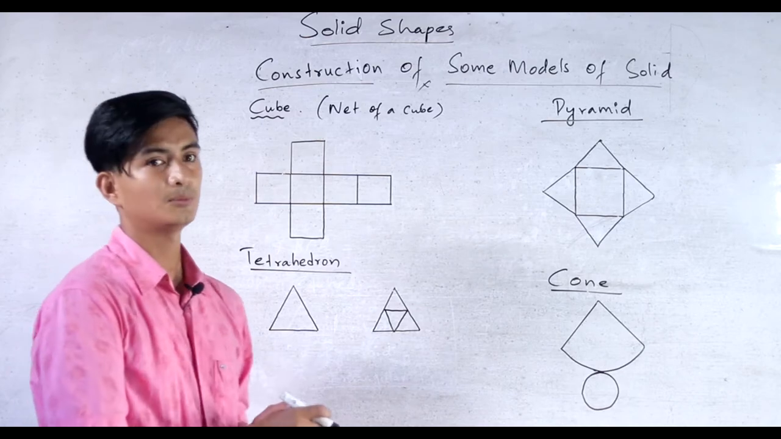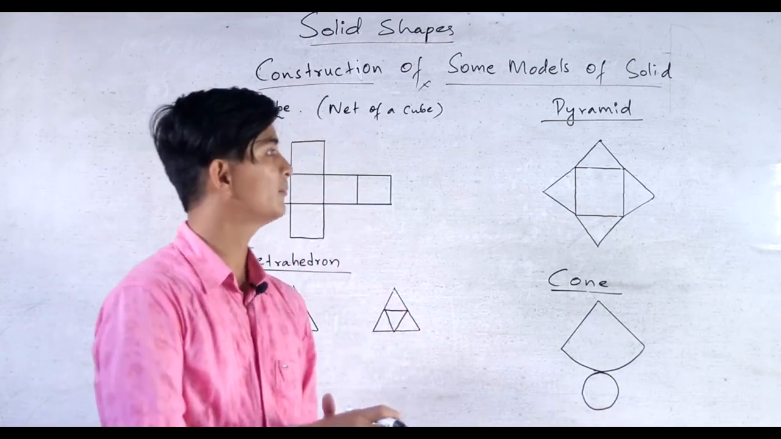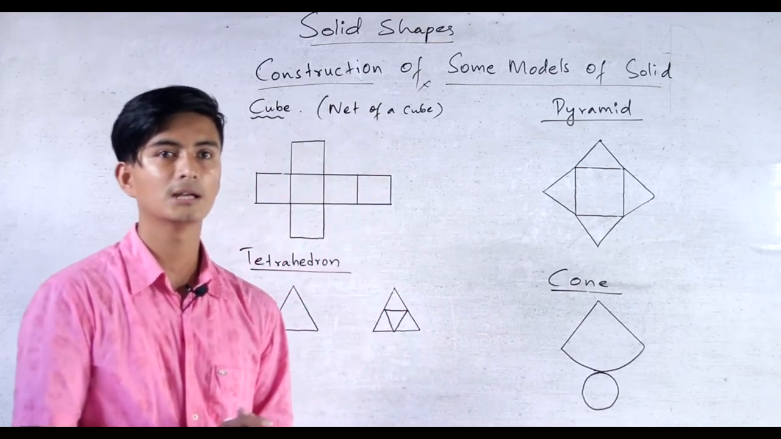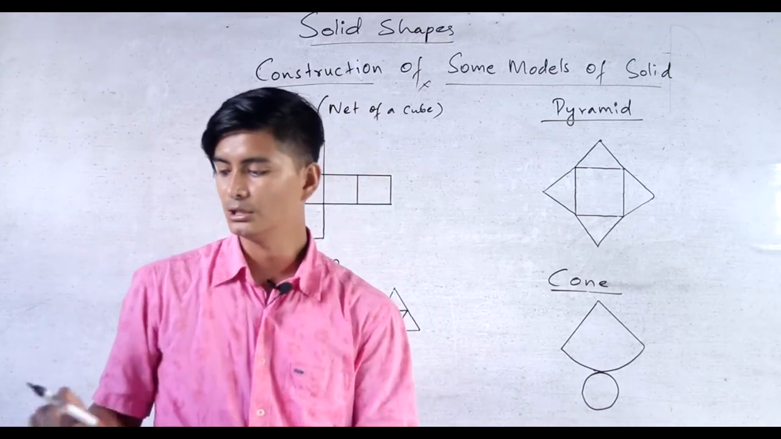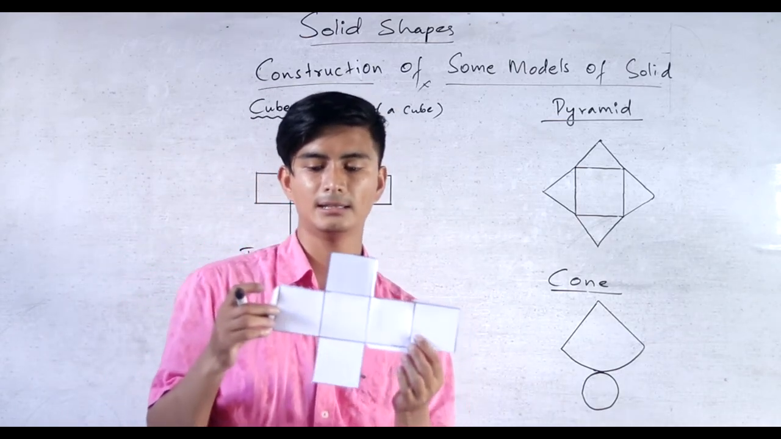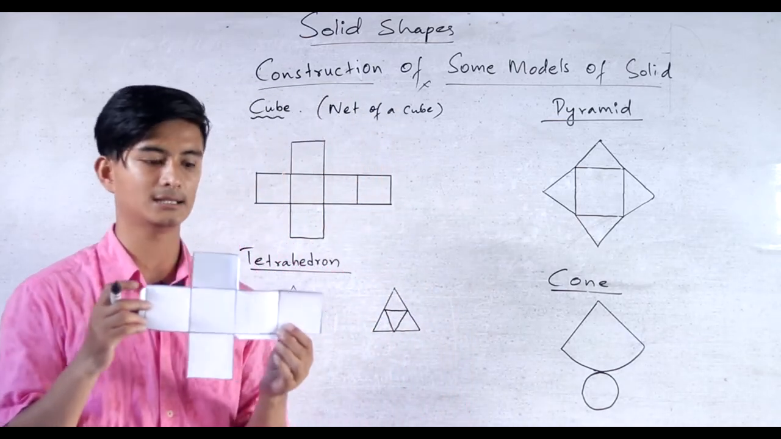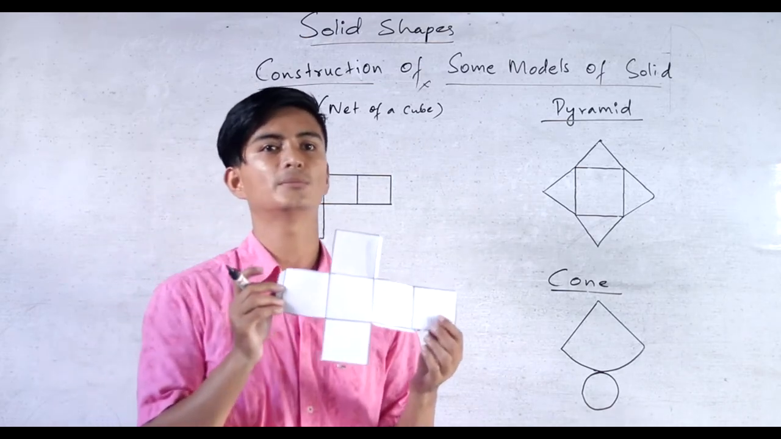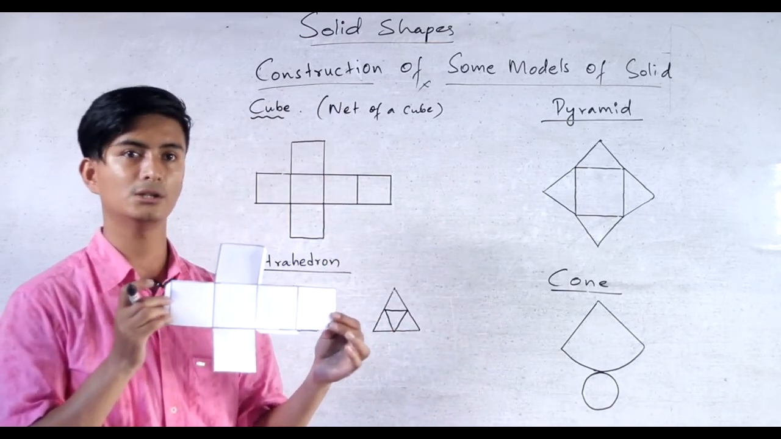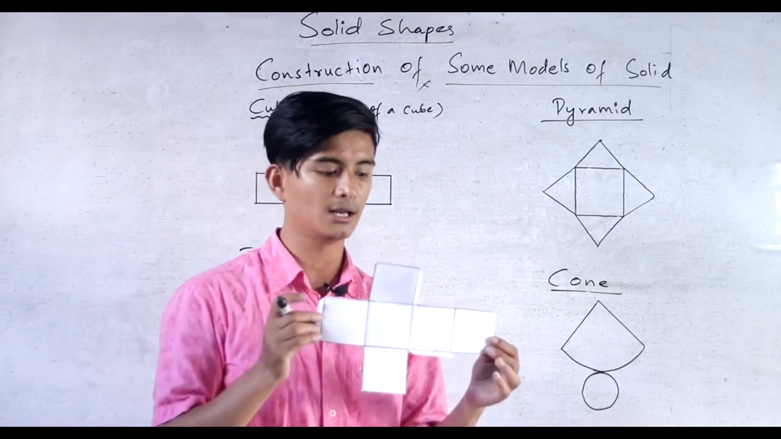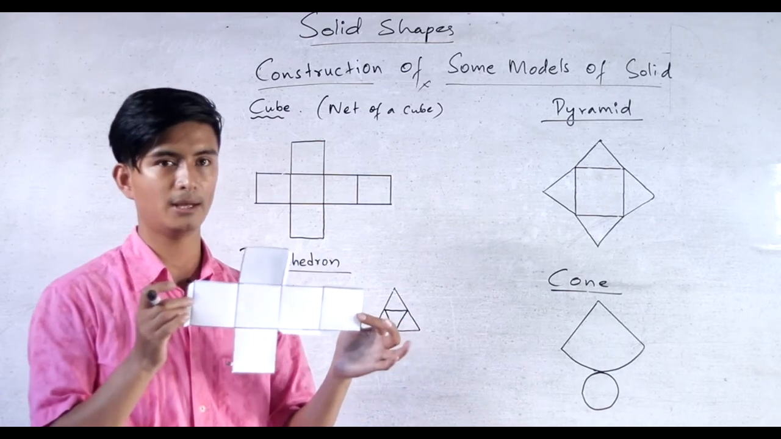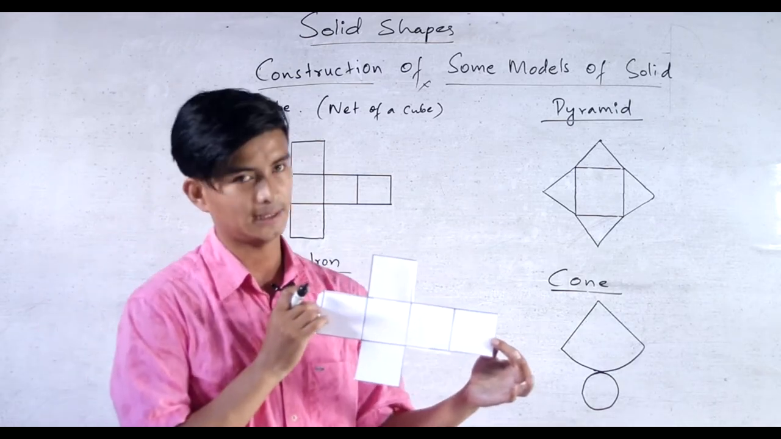Suppose you take an example of a cardboard box. When you open that without tearing, you will find it like this. This is a net of that figure. So I have shown you this is the net of a cube. You will get the net of a cube as well. When we open it, you will find it like this.